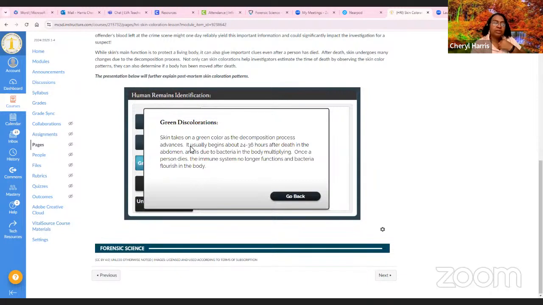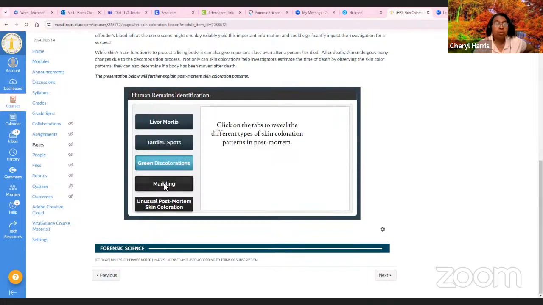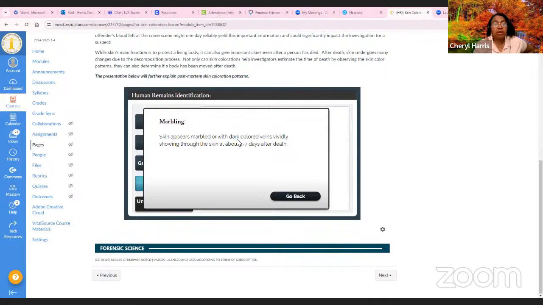All right, skin turns green due to bacterial flourishing in the body. Marbling, dark colors of veins throughout the skin. And this would help you say how many days the body might have been left.